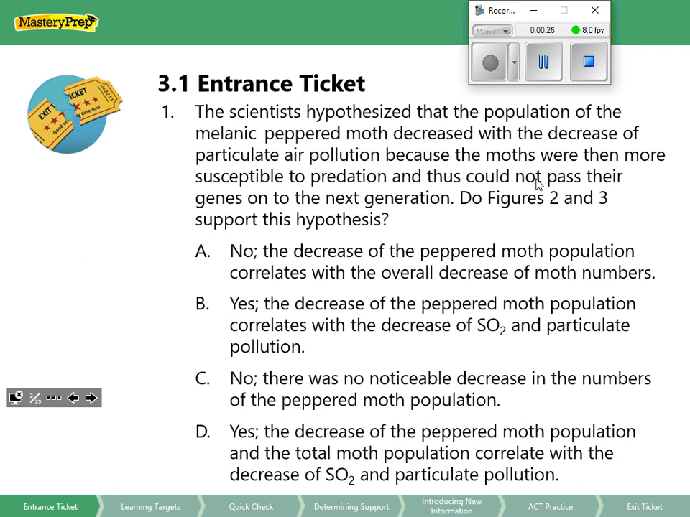Now, the first question: the scientists hypothesized that the population of Melanic peppered moth decreased with the decrease of particulate air pollution because the moths were then more susceptible to predation and thus could not pass their genes on to the next generation. Do figures 2 and 3 support this hypothesis? So what's one of the key things in that question? What are we looking for? 2 and 3, and what else?